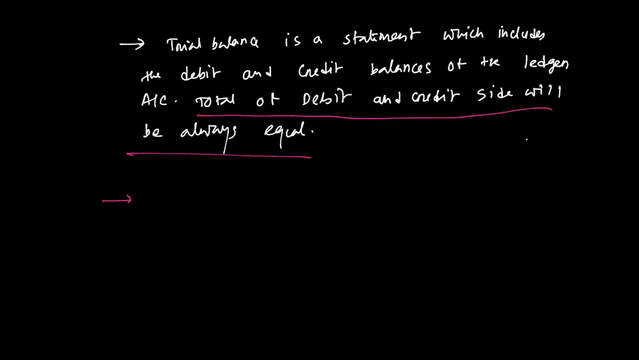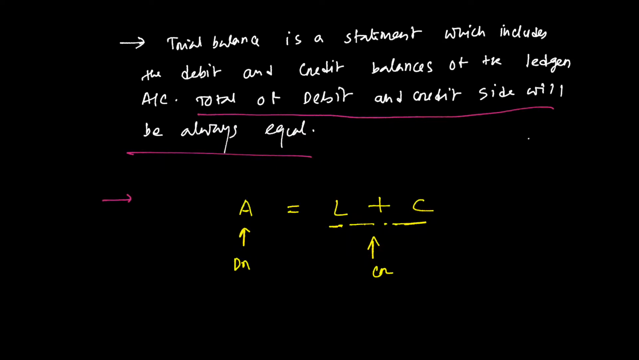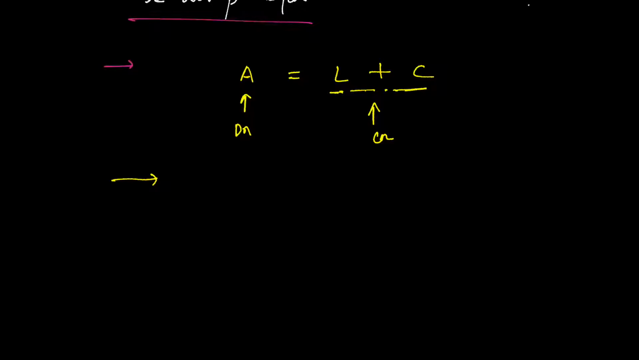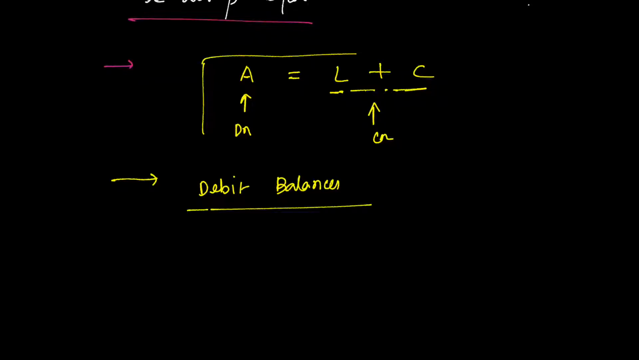Now, in our accounting equation, we already know assets are equal to liabilities plus capital. Here all the assets we write on the debit side, and liabilities plus capital we write on the credit side. I repeat, all the assets are written on the debit side and all the liabilities plus capital are written on the credit side. This is condition 1.